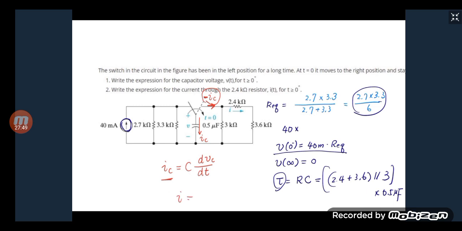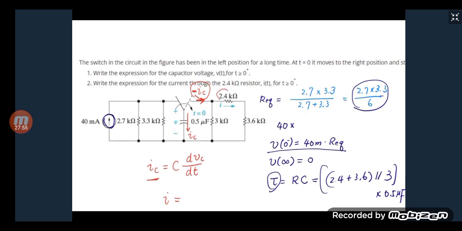Here I is equal to, because here it's 6. So here you can find I directly. Any questions? You can use current division.